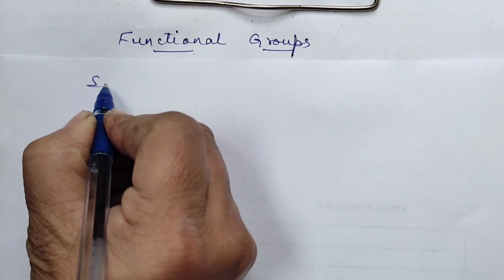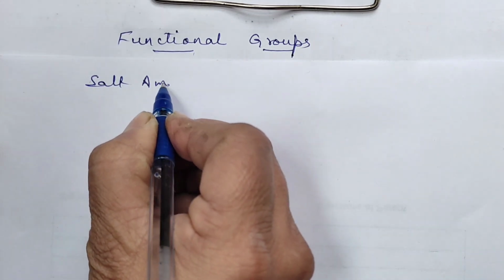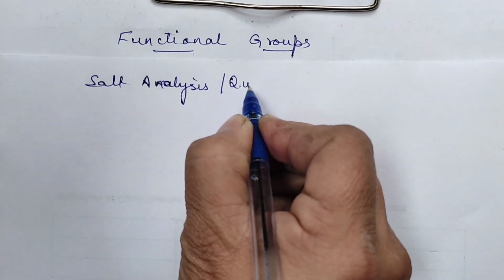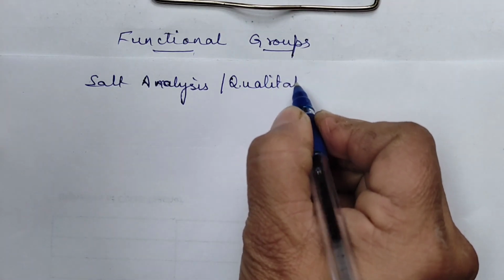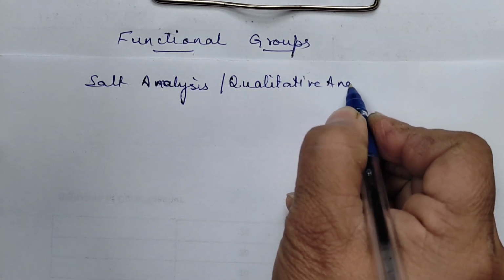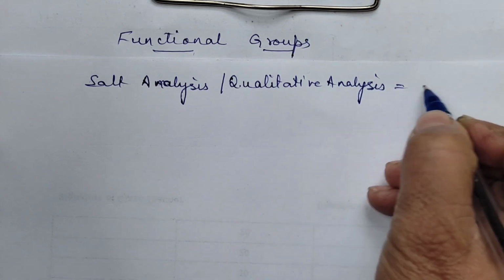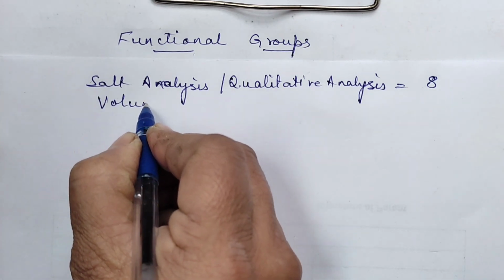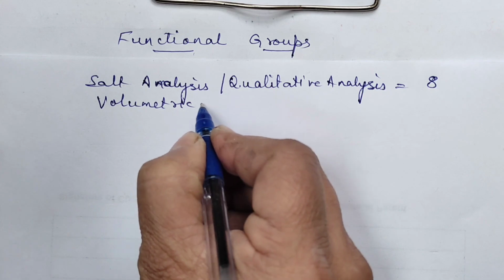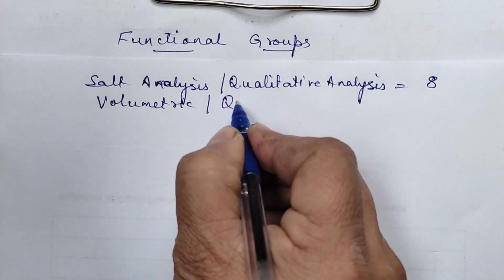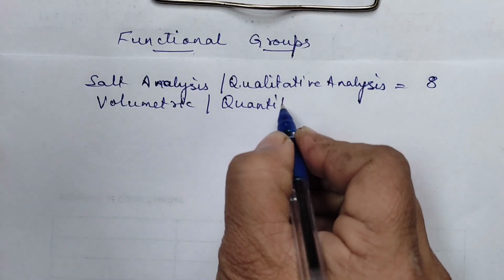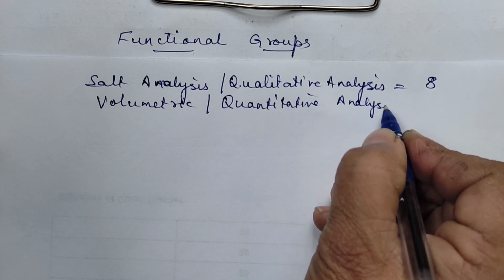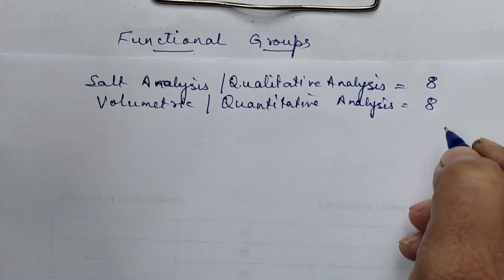Out of the 30 marks, salt analysis, which is also called qualitative analysis, you will get 8 marks. That is a must. Then the second experiment which is a must is volumetric analysis, which is also called quantitative analysis. Even this is given to all. So 8 marks here.